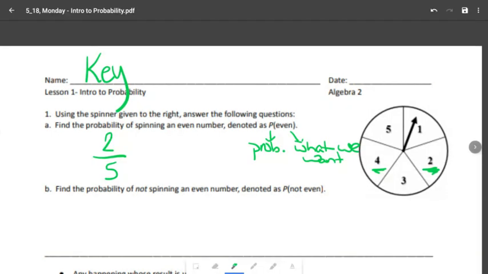Part B, find the probability of not spinning an even number, which we would say P of not even, the probability of not even. Well, those were the leftover numbers, 1, 3, and 5. Those are the non-even numbers. So there are 3 out of the 5 that are not even. So the answer to B is 3/5.